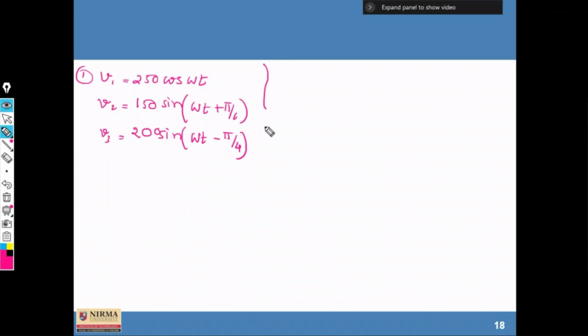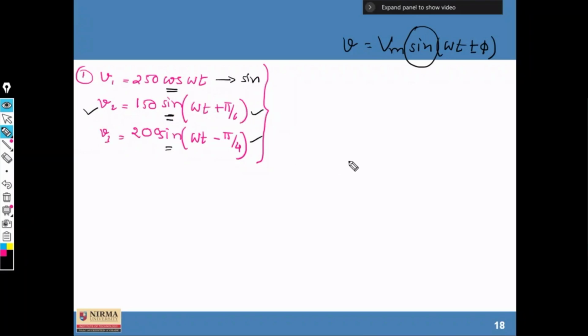First of all, you have to match all these three equations with the standard equation V equals Vm sine omega t plus or minus phi. So this sine term should be there, but here the term is cos, and here it is sine, here it is sine. For V1 you need to convert into sine, but V2 and V3 are already given with sine, so you can use them directly in the vector form.